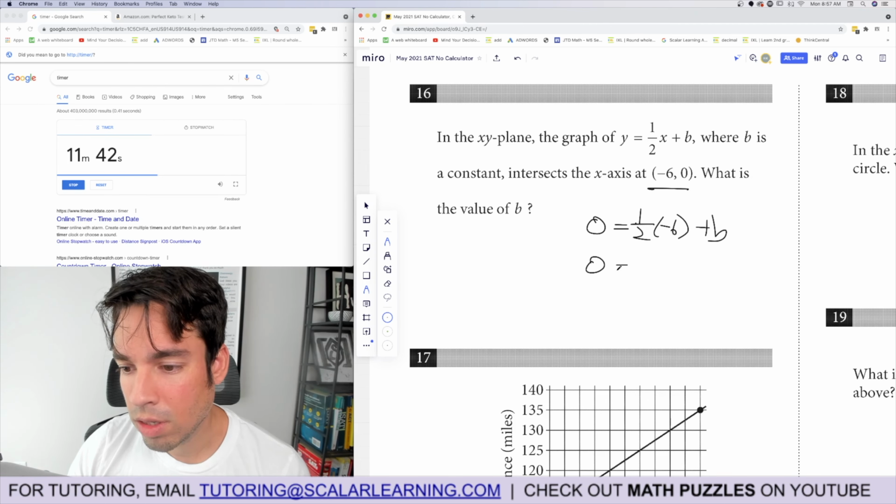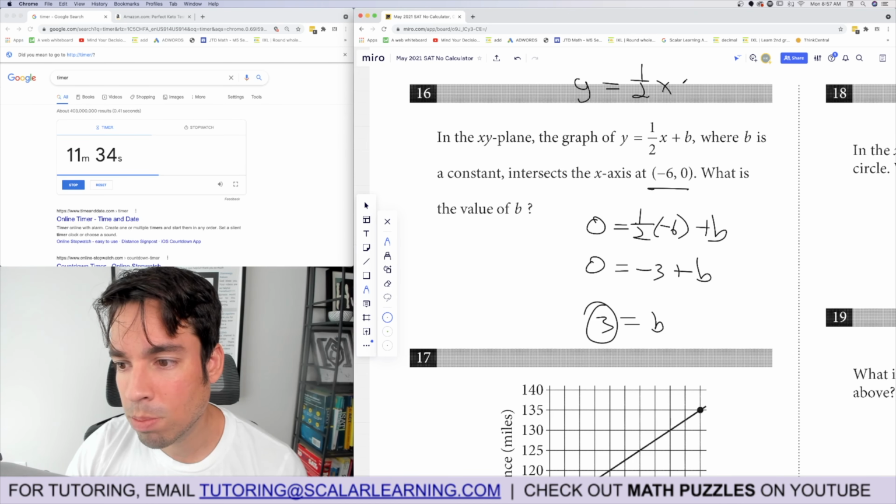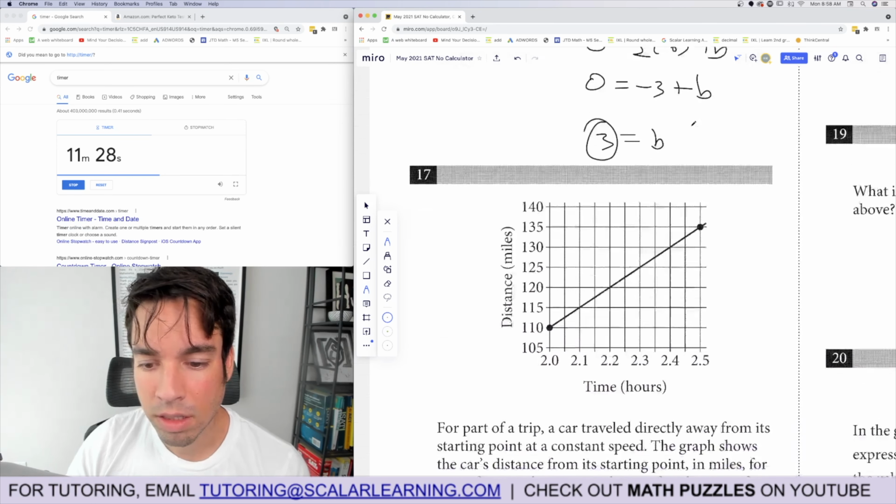So 0 equals negative 3 plus b, so b equals 3. And that is the answer. Now I'm going to plug it back in and make sure y equals 1/2 x plus 3. And if I plug in negative 6, yeah, I get 0. Okay, nailed it. Next, 17.